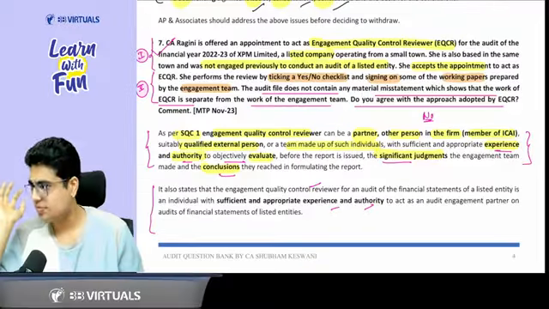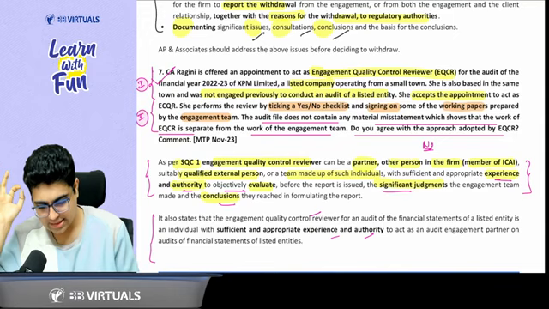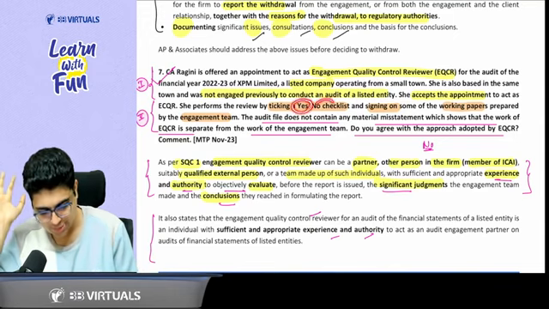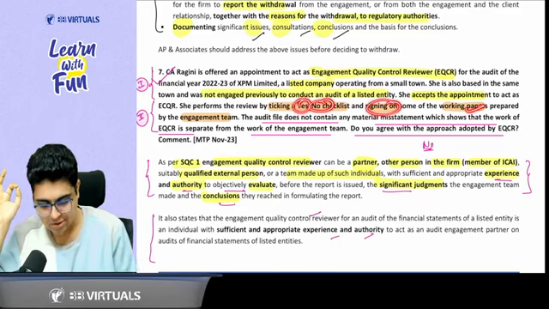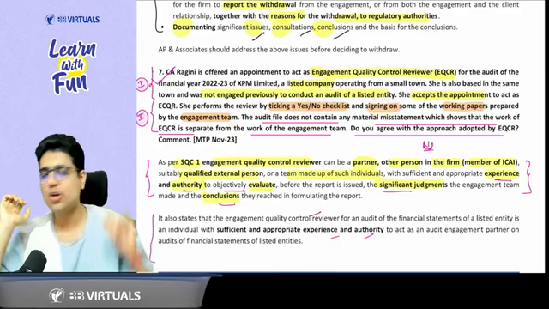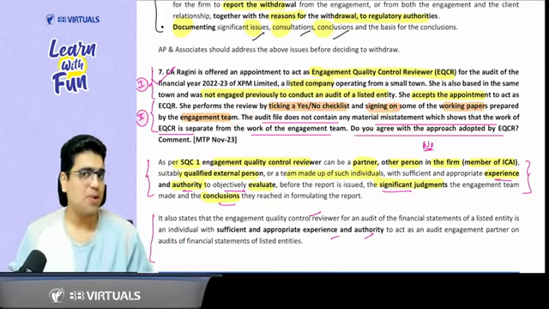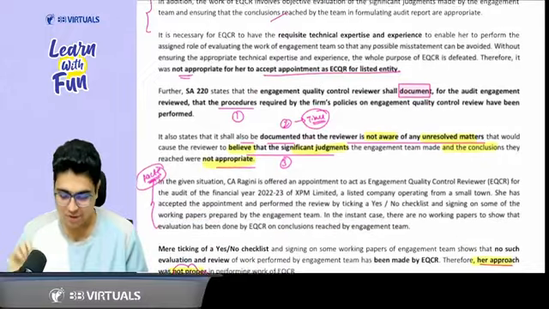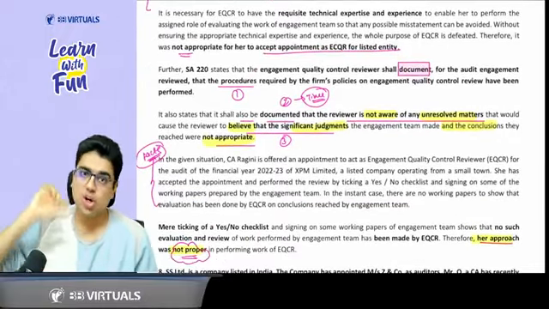Please focus. Second part of the question says she performs the review by ticking a yes or no checklist and signing on the work papers of the engagement team. So do you think this is a proper documentation? Again, the answer is no. This is not a proper documentation. So which part of the EQCR you will write here? You will talk about documentation.